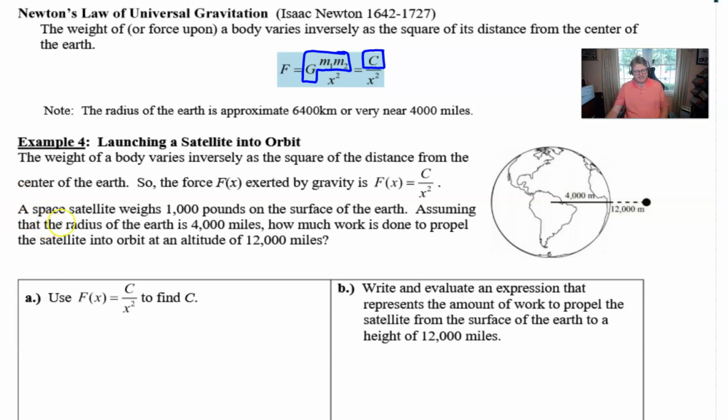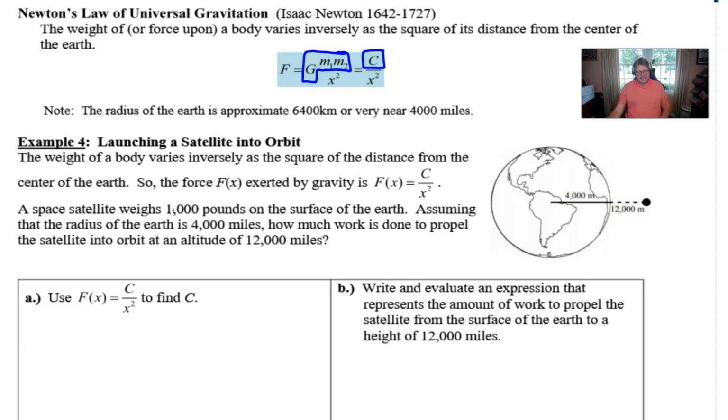Let's say that we have a satellite that weighs 1,000 pounds on the surface of the Earth. If we assume that the radius of the Earth is 4,000 miles, which has been rounded a little bit, how much work is done to propel that satellite into orbit at an altitude of 12,000 miles?